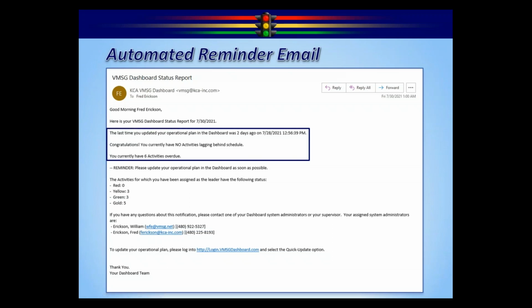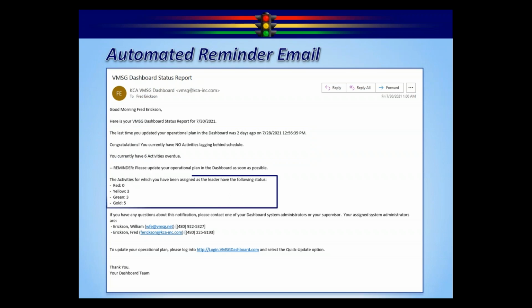The first thing up here is those 3 criteria I just mentioned as to why I got the email. The second one is kind of an FYI. For everything you've been personally assigned, here's the traffic light status.